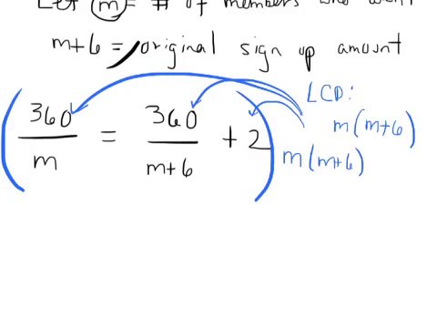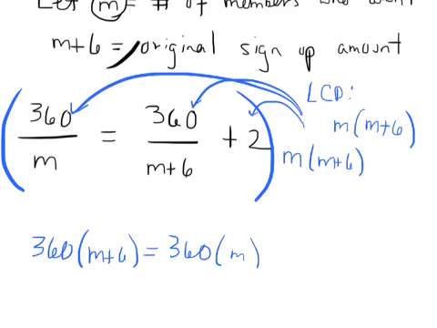Things that cancel should show up as canceling. The M's cancel on the first part, leaving behind the M plus 6. The M plus 6's cancel on the second part, leaving behind the M. And nothing cancels in the third part, leaving behind 2, M plus 6.